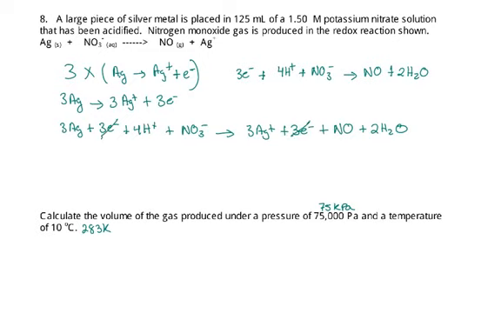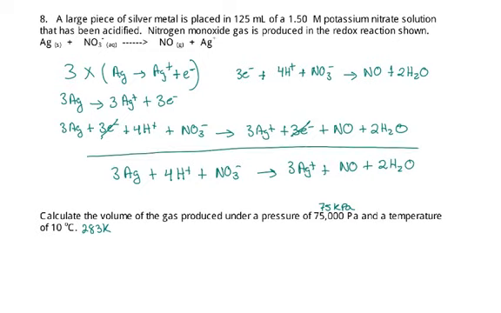If we did it correctly, our electrons should cancel. Looks like nothing else cancels, so let's rewrite that. 3Ag plus 4H plus NO3 minus yields 3Ag plus NO plus 2H2O.